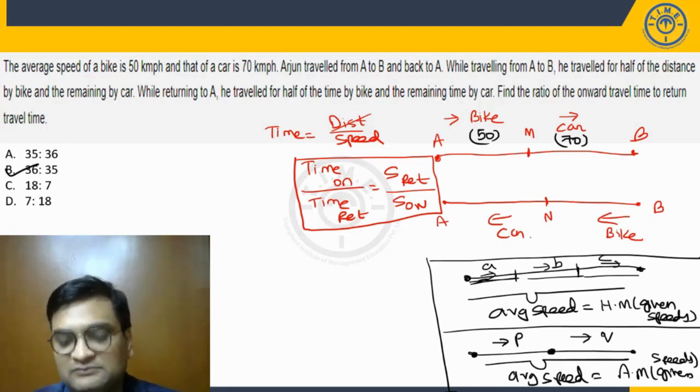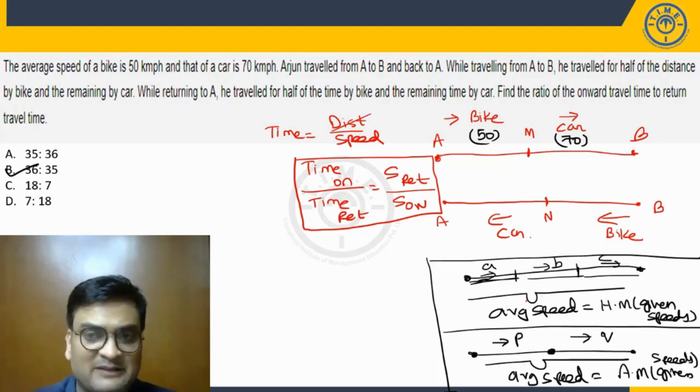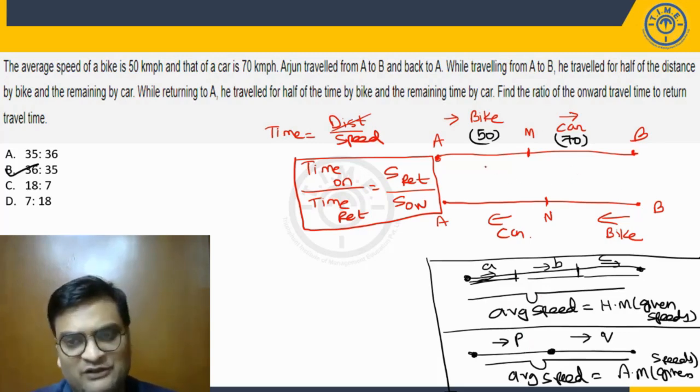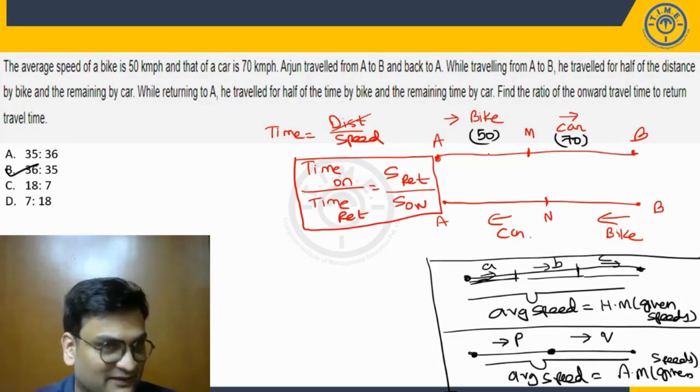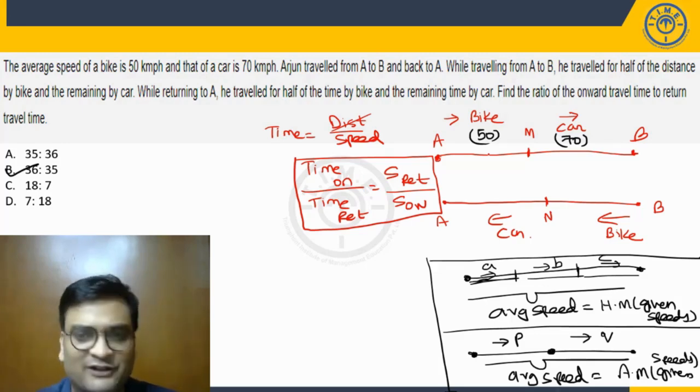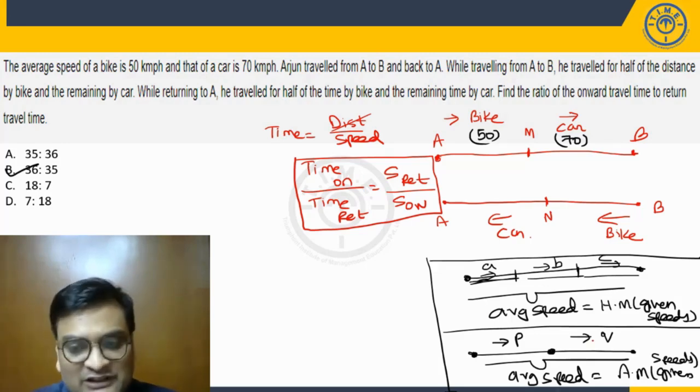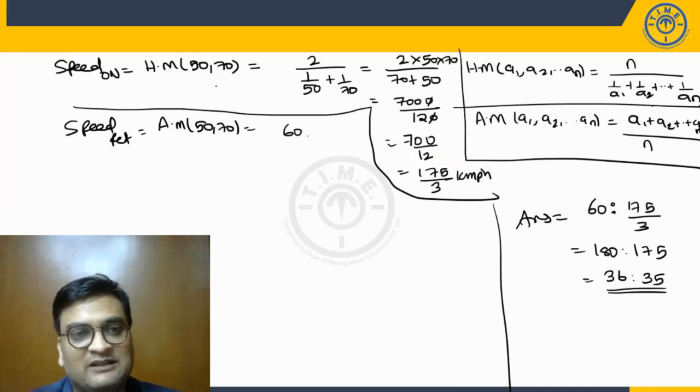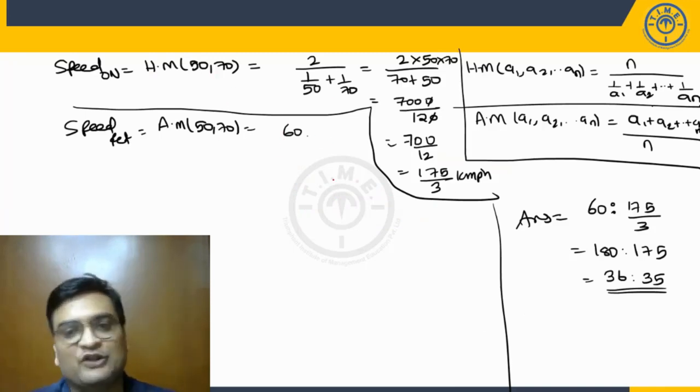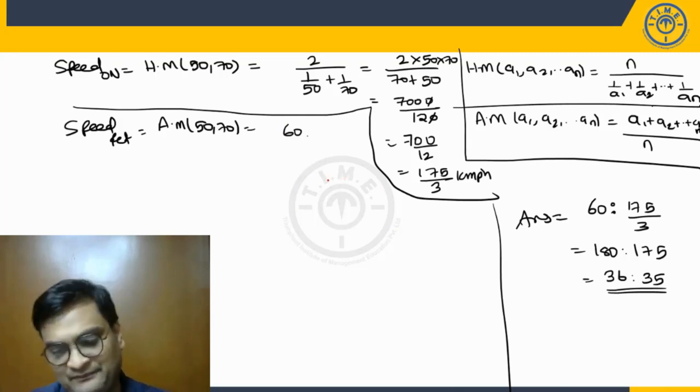I hope these points are clear, and these very basic points are very useful when you solve questions like this. You can solve this question in a matter of a minute if you know these rules, because harmonic mean can be directly applied, arithmetic mean can be directly applied, and the ratio of these two is the answer.